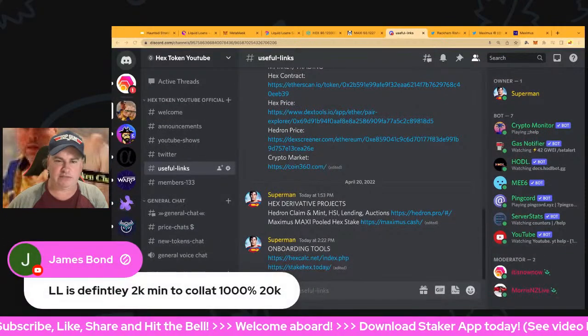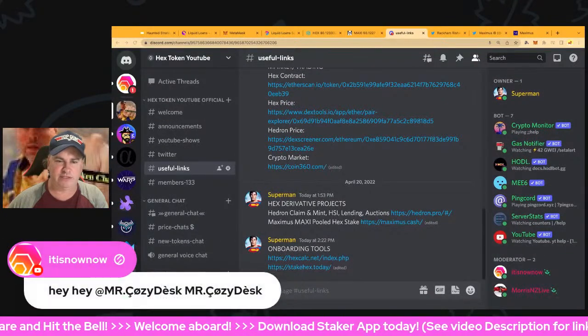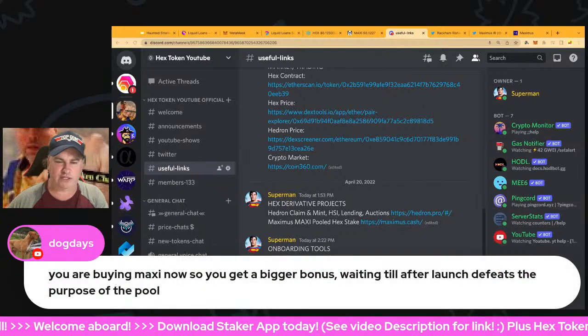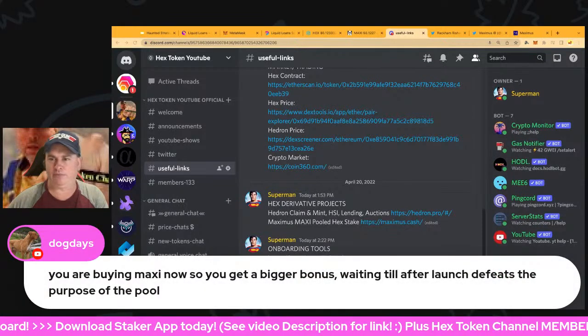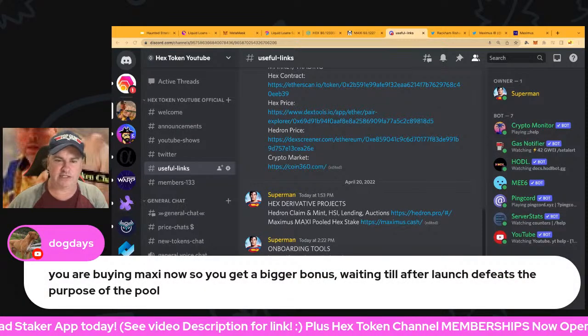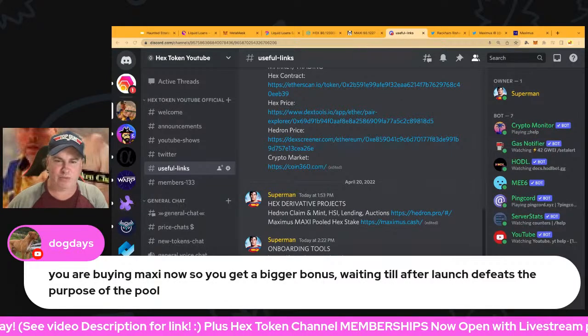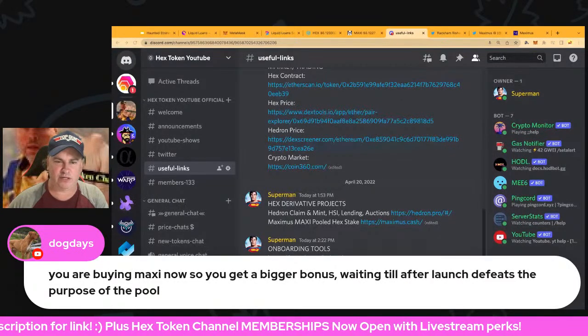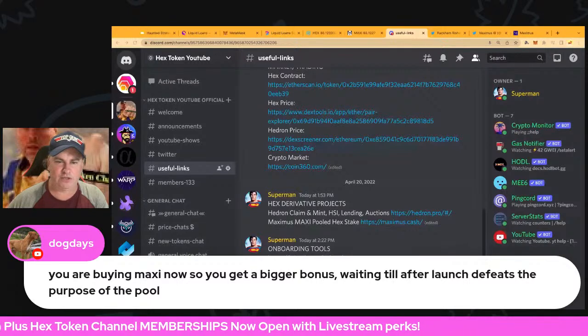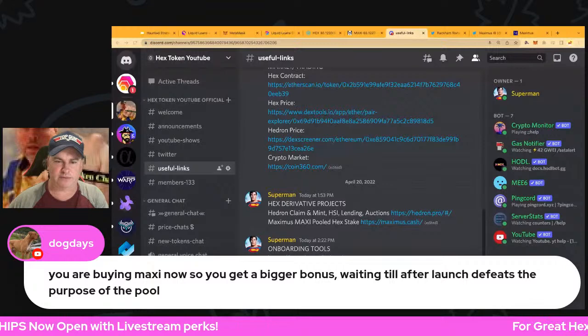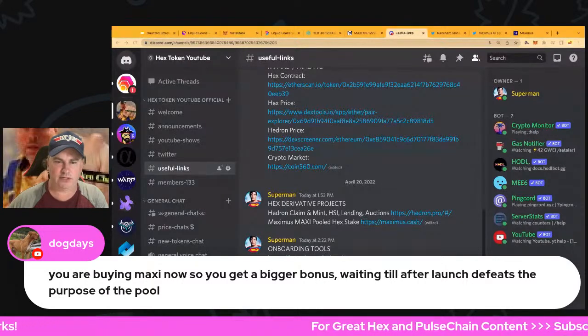Liquid Loans is definitely $2,000 minimal collateral. Yeah, we talked about that, James. Just my oversight, unfortunately. It looks like I must have forgot that point earlier, but I only used it as an example, so there's some offset there. But I will update the presentation. That's for sure. We're going to have the correct information out there. You are buying Maxi now, so you get a bigger bonus. Waiting till after launch defeats the purpose of the pool.